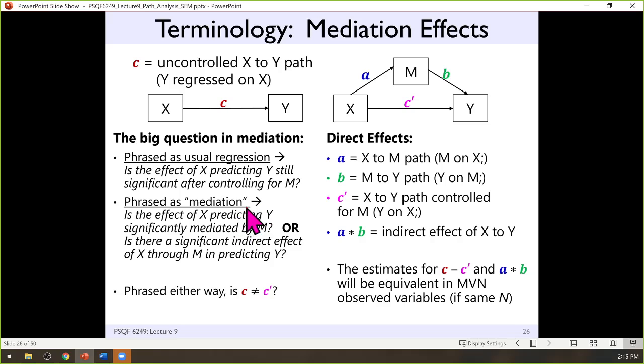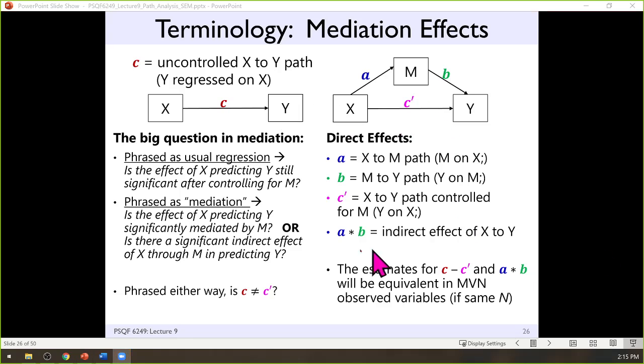Some language in terms of mediation effects. People typically label these things as A is the path from the X predictor to the M mediator, B is the path from the mediator to Y, and then C is the path from the predictor to the outcome. And the question is, is the C that you have before controlling for the mediator different than the C that you have afterwards? And so this is C prime to denote that these are not going to be the same coefficient.